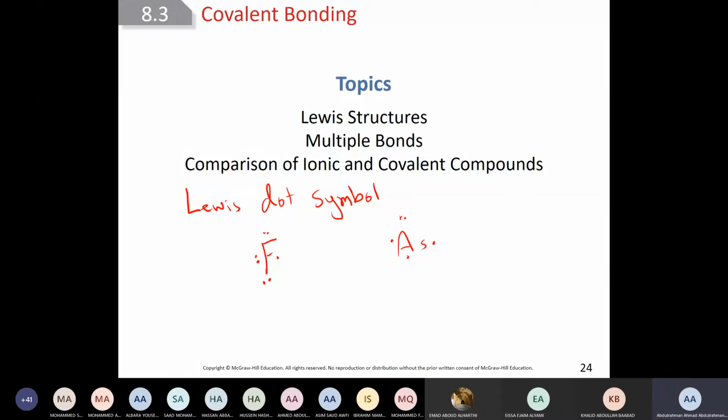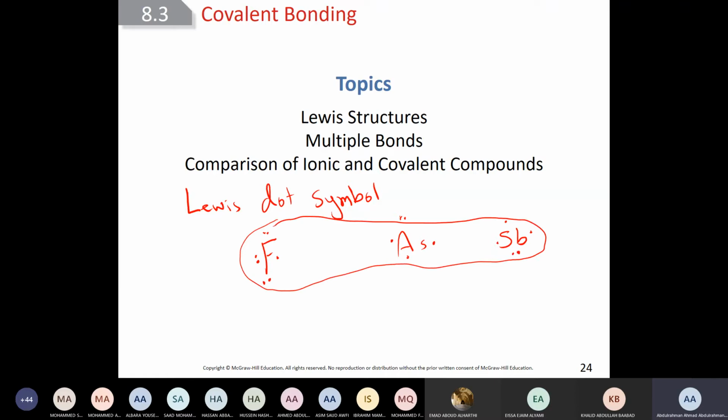Good. Last example, for example, Sb. Five also. 1, 2, 3, 4, and 5, and so on and so forth. I hope you know how to do the Lewis dot symbol. Very, very important to start with in this chapter.